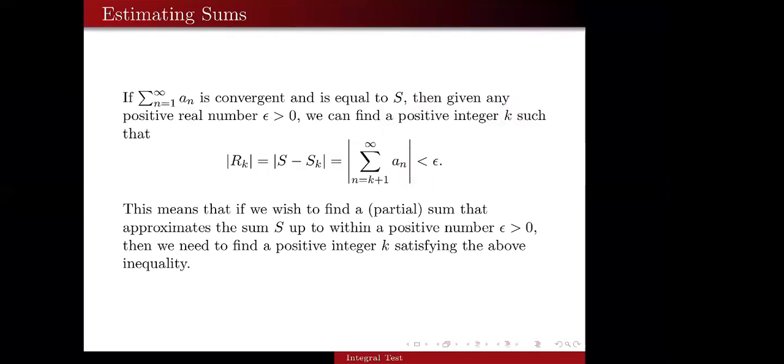So to summarize what I said a while ago, if we wish to find a partial sum that approximates S up to within some positive number we chose, then we will need to find this positive integer k satisfying this condition here. And once we know that, we can find the desired approximate value for S.